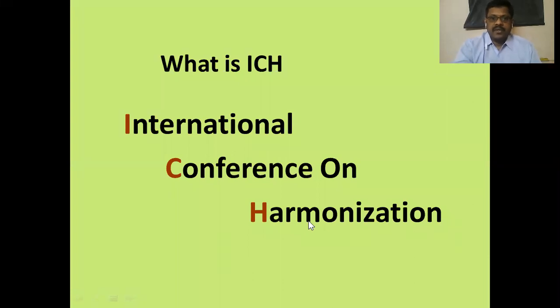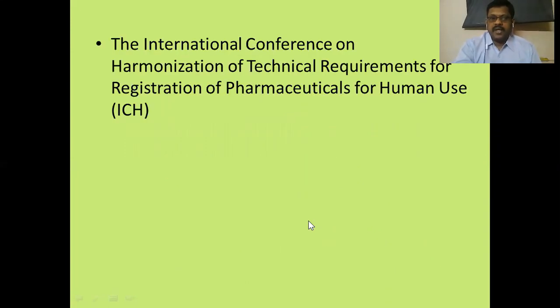What does ICH stand for? International Conference on Harmonization. The full form is the International Conference on Harmonization of Technical Requirements for Registration of Pharmaceuticals for Human Use. So when you are registering a compound as a medicine, what are all the technical requirements needed? That is all given under these guidelines.